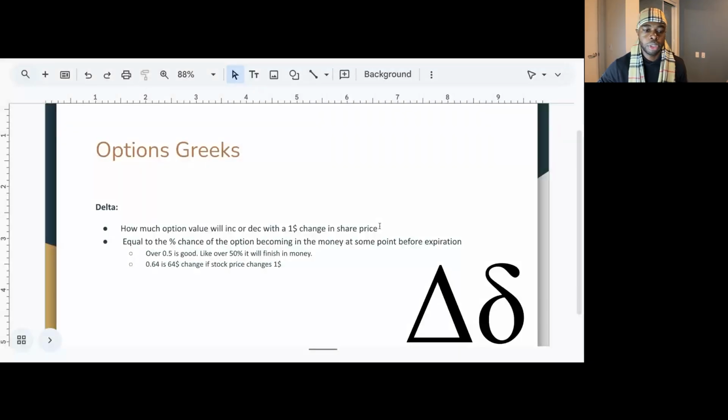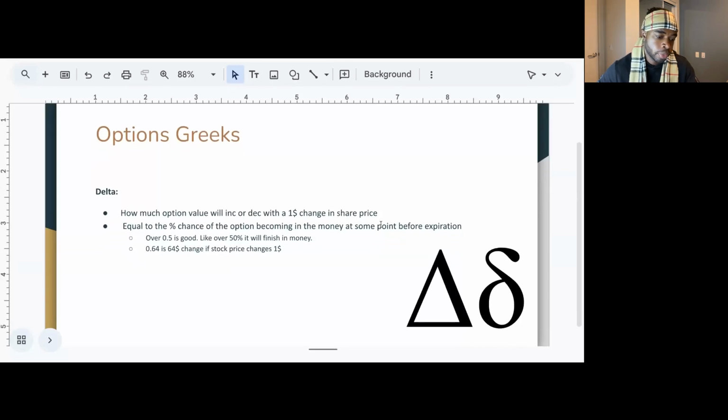This is part 4 of the options trading series, how to trade options. Today we're talking in depth about the Greeks. The Greeks are pretty much the things that go into the options formula and how options are priced, okay? The main ones we need to know are delta and theta, and then we need to understand what IV is as well.